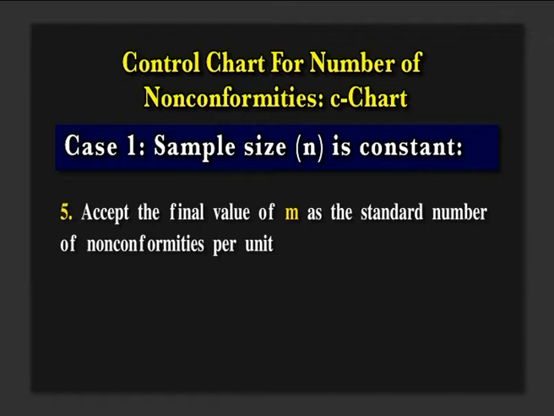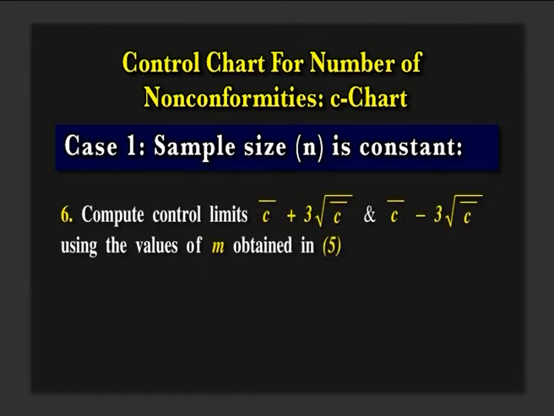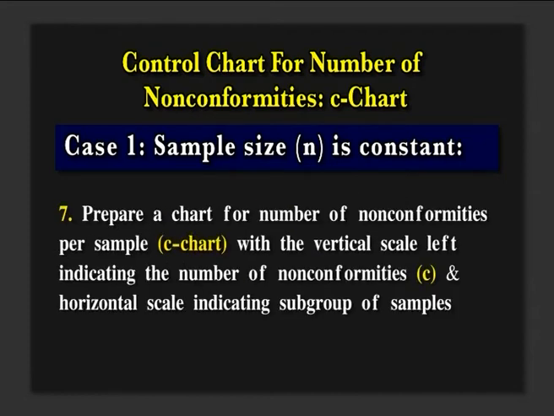Step 5. Accept the final value of m as the standard number of nonconformities per unit. Step 6. Compute control limits C bar plus 3 times root of C bar and C bar minus 3 times root of C bar using the values of m obtained in step 5. Step 7. Prepare a chart for number of nonconformities per sample with the vertical scale left indicating the number of nonconformities and horizontal scale indicating subgroup of the samples.